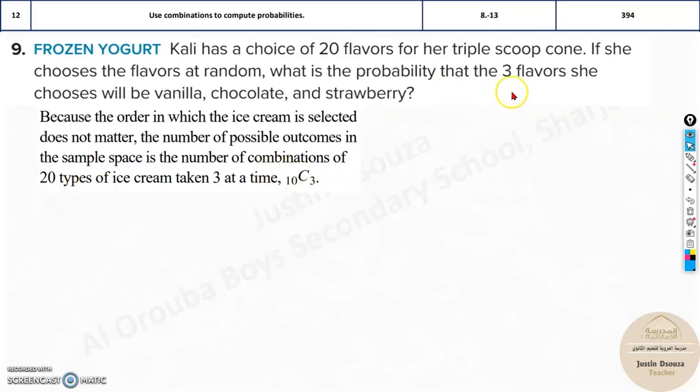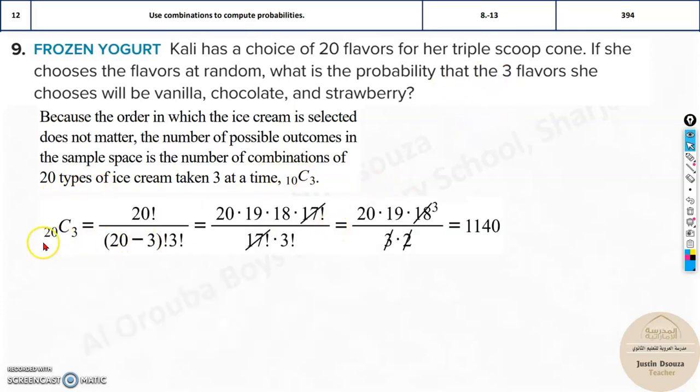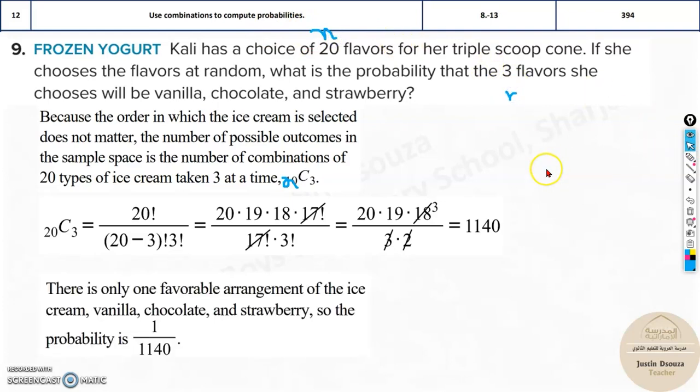20 types. Wait, let me just read it properly. Yeah, it's 20C3. I'm sorry, this is wrong. It's 20C3. Okay. Why? Because N value is 20 and R is 3. So that's it. Now, what is the possibility that vanilla, chocolate, and strawberry will be in one single group?